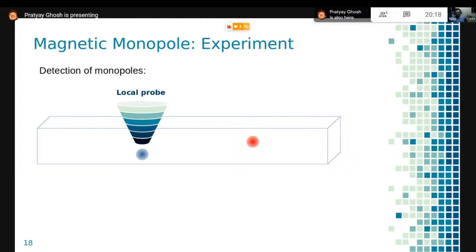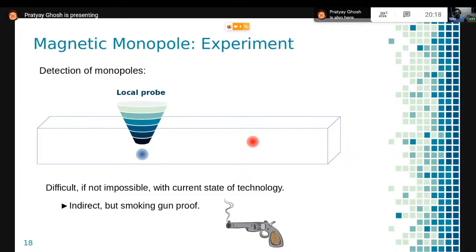I don't think this is even possible with current technology. Someone may come up with ideas, but I'll explain the experimental ideas we have for detecting monopoles. So the next thing we can do is a smoking gun experiment. By smoking gun, I mean, if you fire a gun and the bullet hits the target, but you never see the bullet, how do you determine which gun has fired? You see which gun is smoking now. That is called indirect proof, and that's how we will go ahead and detect monopoles.